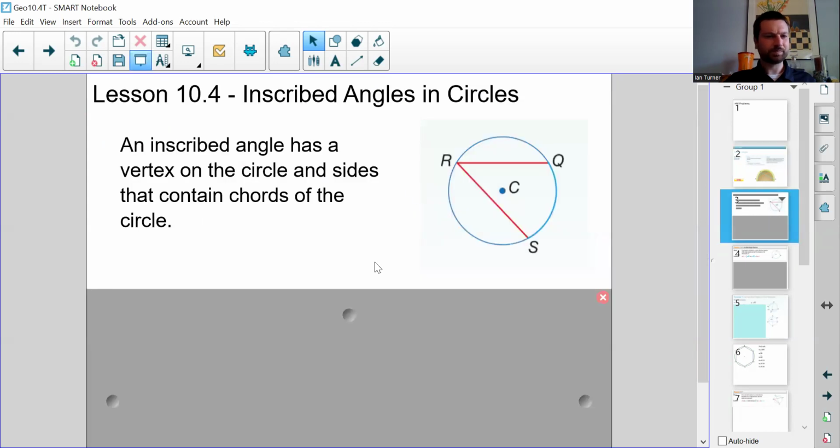What is it? So this is 10.4. An inscribed angle has a vertex on the circle. Remember, a central angle had the vertex in the center. Now we're on the edge of the circle, and the sides of the angle are chords. Central angle sides are radii, now they're chords. So it looks like this. We've got angle SRQ, and that is an inscribed angle there.